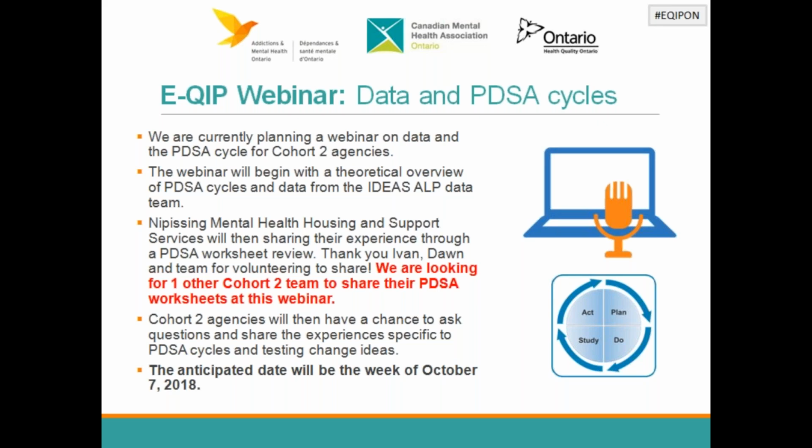What would be expected and asked of you would probably be a 5 to 10 minute overview of what your PDSA cycle looked like. And then you would engage with our coaches on some conversation about what might be some next steps for that change idea. So it looks like the date for that will be October 10th. And if you're not presenting, we are inviting all Cohort 2 agencies to come to that. So just keep the lunch hour on October 10th open for that.